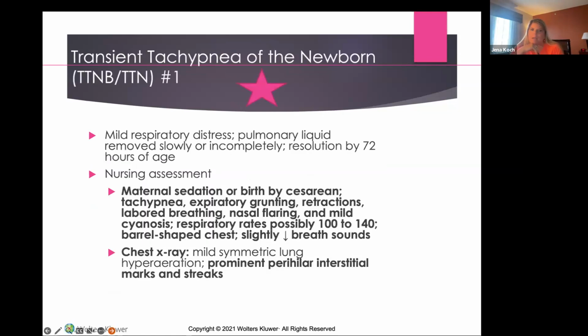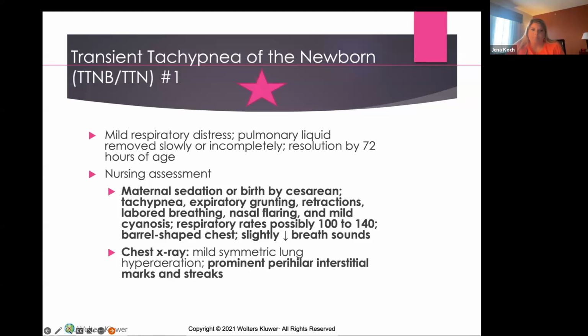TTNB. So this is a mild respiratory distress. Pulmonary liquid: remember, in utero, they're breathing in, I say breathing loosely, but their amniotic fluid is what is running through their lungs, basically. So when they are born, sometimes that retained fluid can cause TTNB. Babies born via C-section are at an increased risk because they're not getting that nice squeeze from a vaginal delivery.